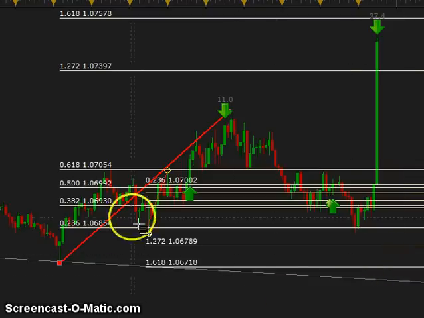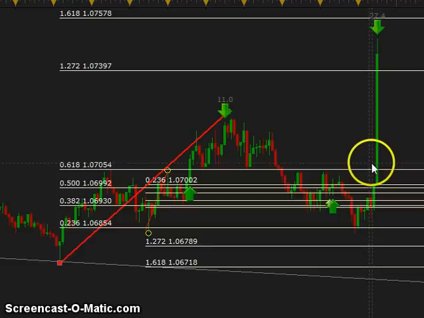So there we go. We pull our fibs back, we hit the extension, we hit some trades. This is actually happening today.